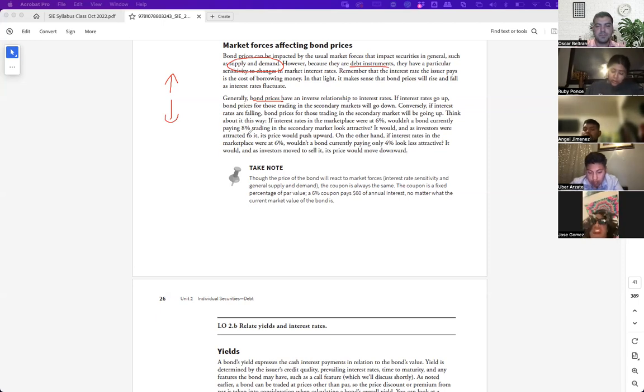So would you say that right now would be a good time to get a bond? You could. You're getting it at a discount, right? You can probably buy one right now at a discount. If interest rates in the marketplace were at 6%, wouldn't a bond currently paying 8% trading in the secondary market look more attractive? So pretty much what it's talking about is that people are going to be looking at what pays the most. Okay, let's keep going.